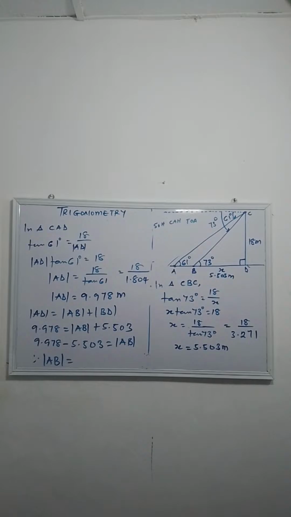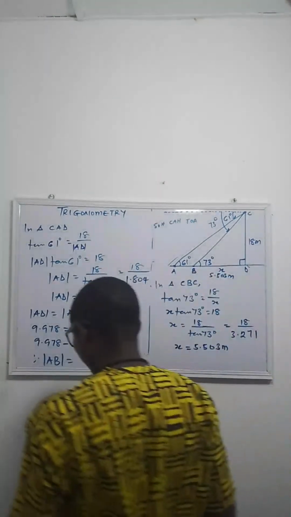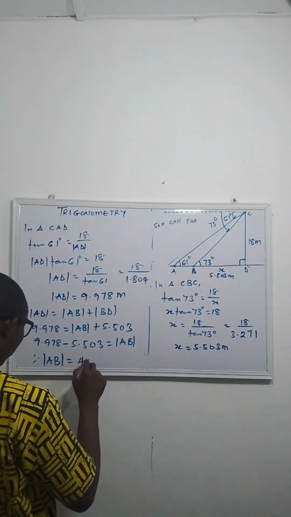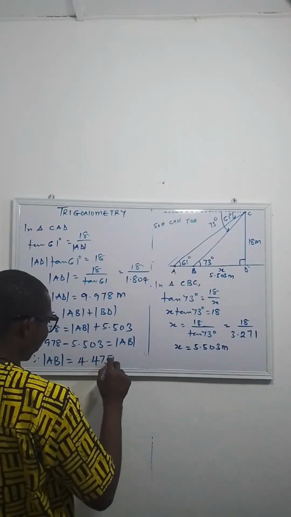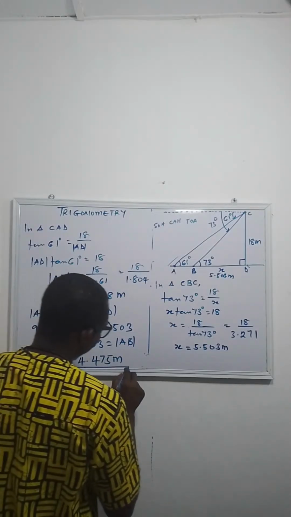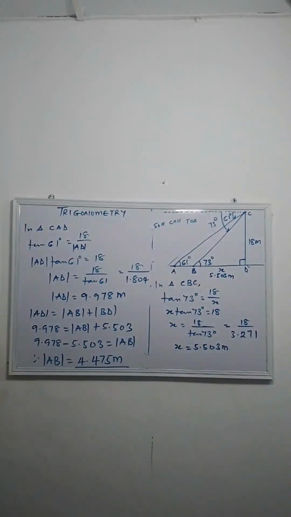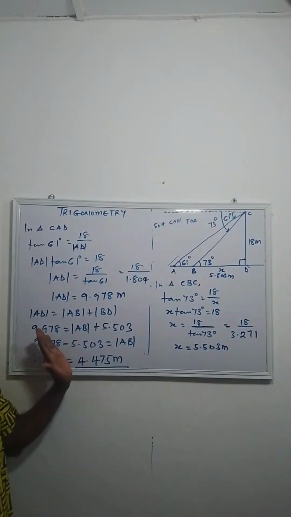Now that answer is correct. So the answer to this problem is 4.475 meters. Okay, so this is going to be the answer. 4.475 meters is the distance between the two canoes. Hope you understand that. So I want to stress something before we move to the next thing.